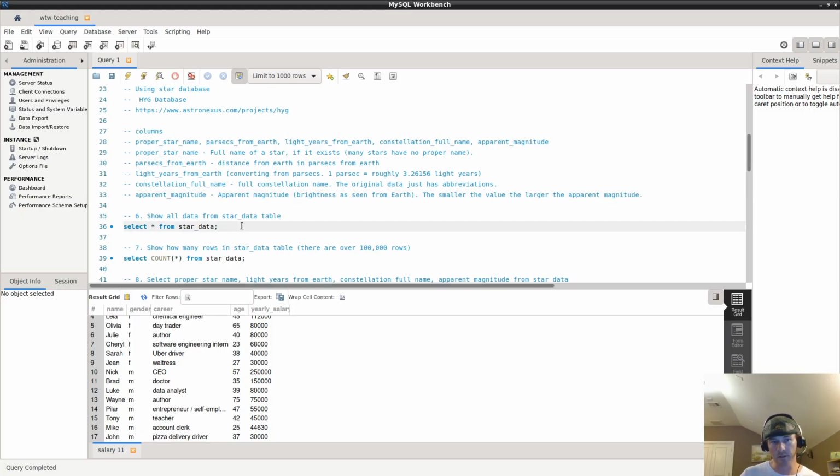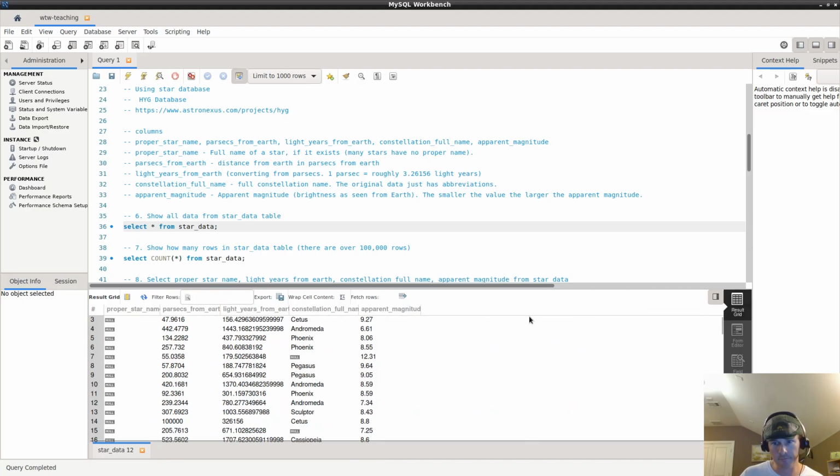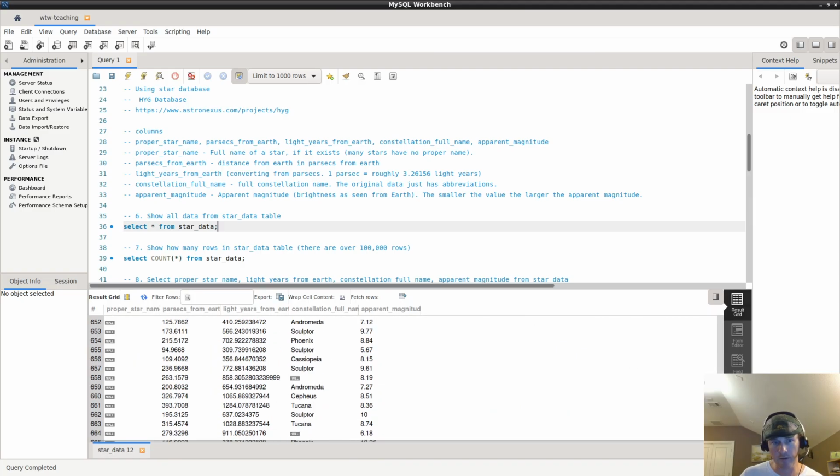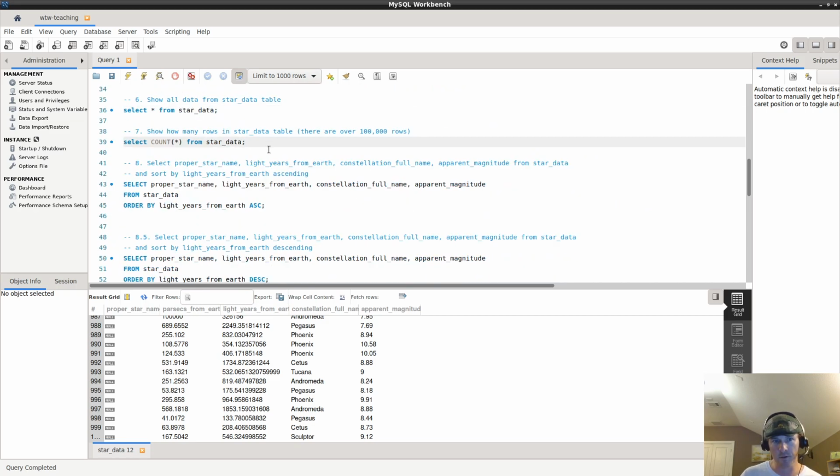Okay, so first let's select all stars from star data. We only get 1,000 rows because in MySQL Workbench, by default, it's set up to limit to 1,000 rows. There's actually over 100,000 rows. Let's run this second one here to show how many rows are in the star data table.